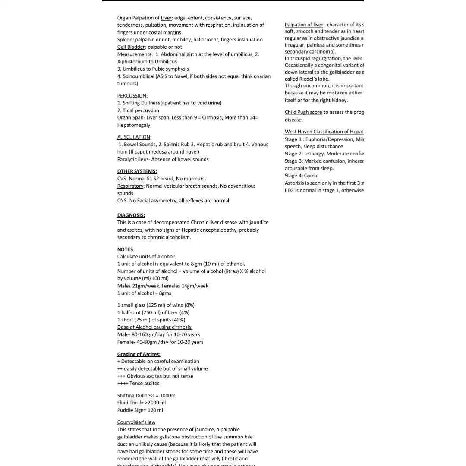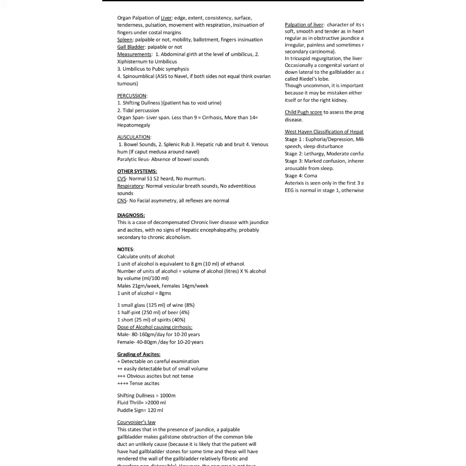So this is a case of decompensated chronic liver disease. Decompensated chronic liver disease with jaundice and ascites with no signs of, if the altered sleep or asterixis are present, you have to say signs of hepatic encephalopathy present. If there are no signs, say no signs of hepatic encephalopathy, probably secondary to chronic alcoholism. So you need to say the diagnosis like this: this is a case of decompensated chronic liver disease with jaundice and ascites with no signs of hepatic encephalopathy, probably secondary to chronic alcoholism.